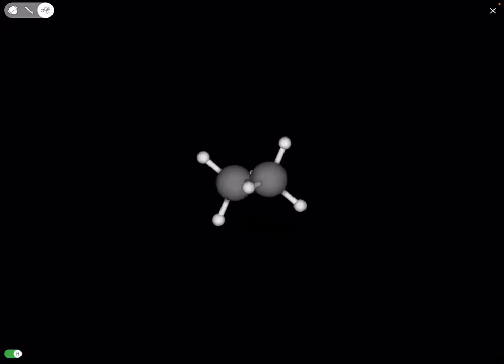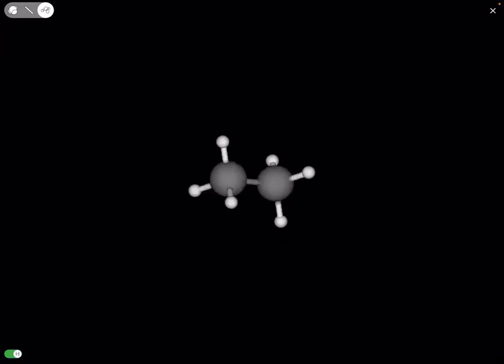These hydrogens are now in the staggered position. They can come in the eclipsed position also, in the skew position also. So they can rotate.